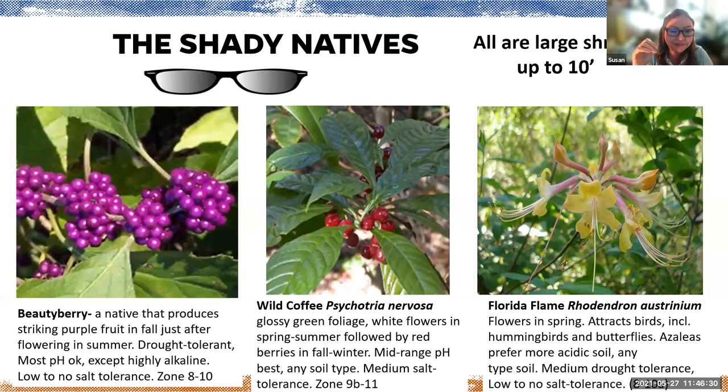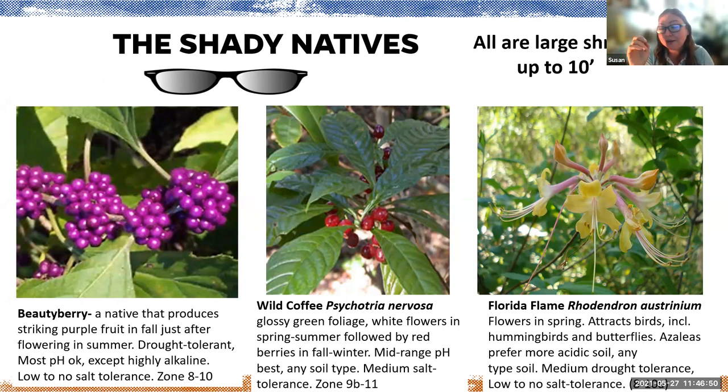Here are some native shady plants, shade lovers. The beautyberry has these fantastically beautiful fruit that comes in the fall just after it flowers in the summertime. Beautyberry, most pH is okay, except for really highly alkaline soil. It doesn't really like that.